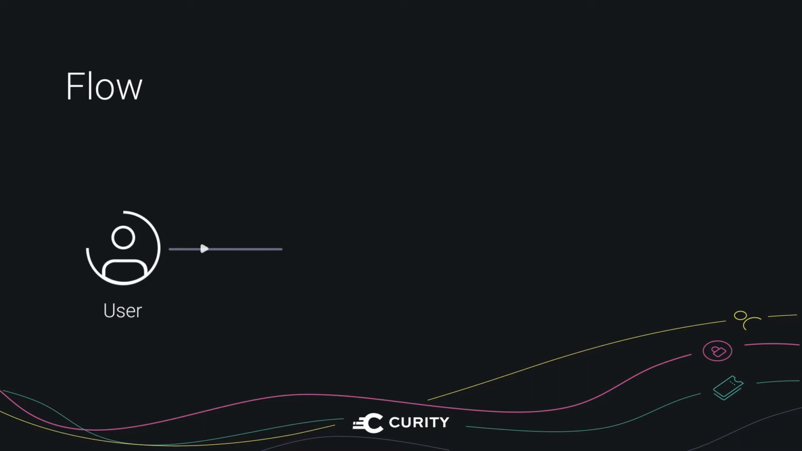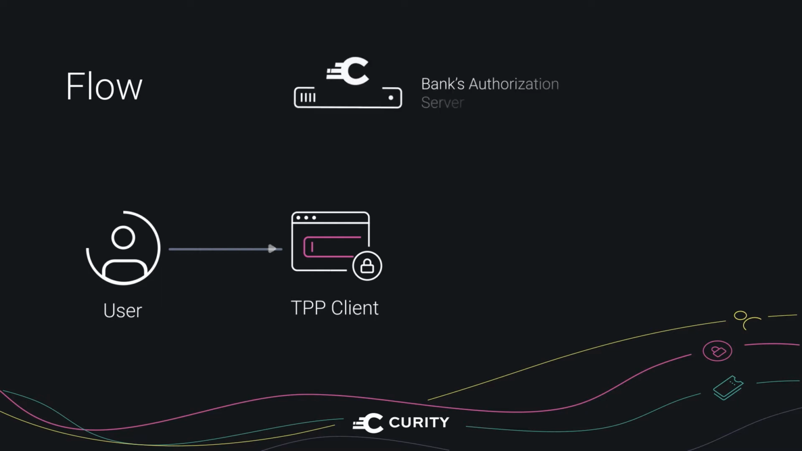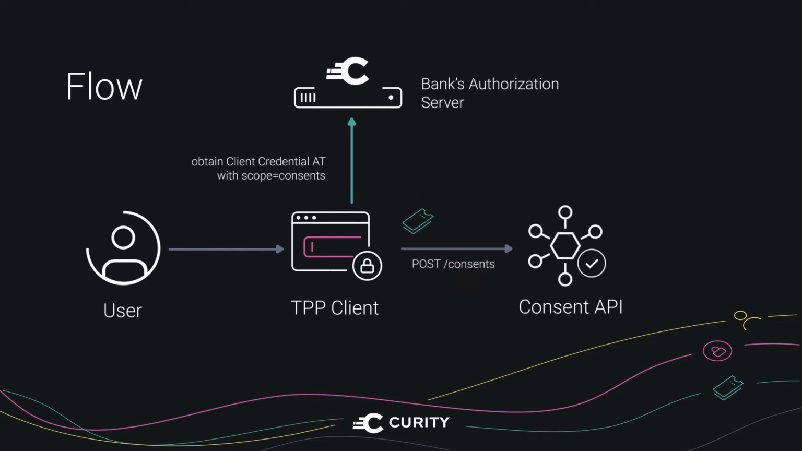It begins with the user performing an action in the TPP client which needs access to the user's resources exposed by a bank API. The TPP client obtains a client credentials token at the bank's authorization server, with the scope consents. This access token allows the TPP client to register a new consent in the consent API. The TPP client registers consent data as well as the subject. In return, it gets a consent ID.